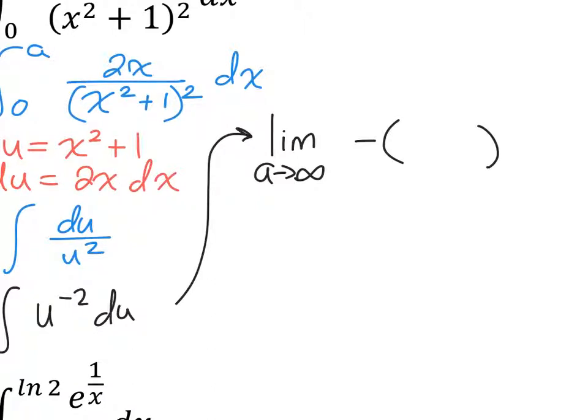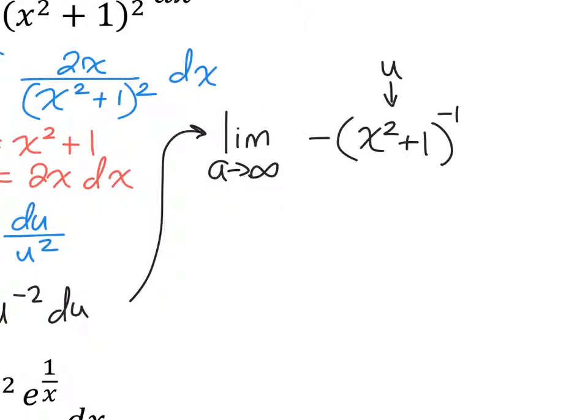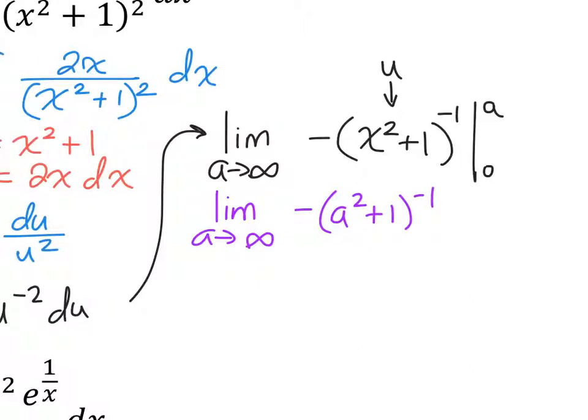But so this is my u. I need to reverse substitute. So I'm going to put the u back in, that u being x squared plus 1. So now that I've replaced the u with what it really is, I can incorporate the bounds, which is going from 0 to a. So I'm going to plug the a in. So negative a squared plus 1 to the negative first, minus a negative, so plus. I'll plug in the 0. When I plug in the 0, that's going to go to 1.